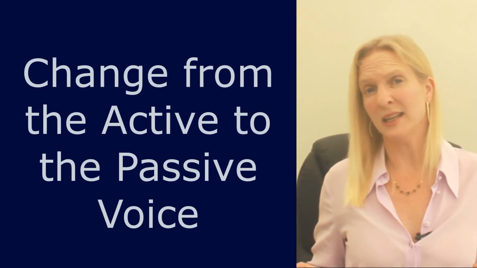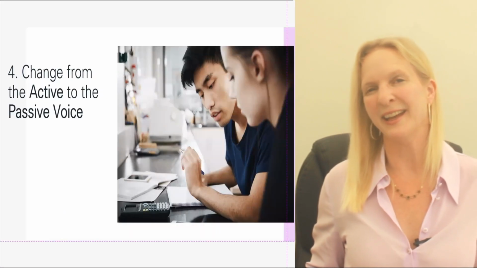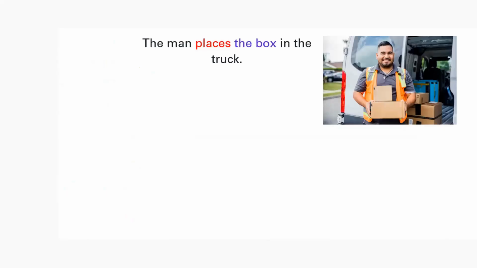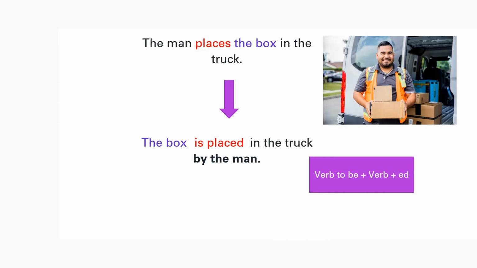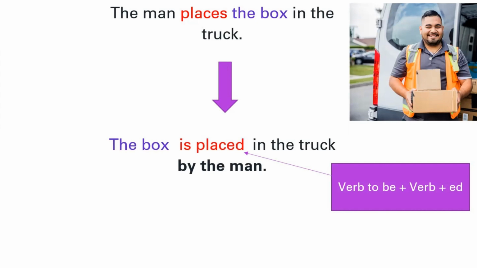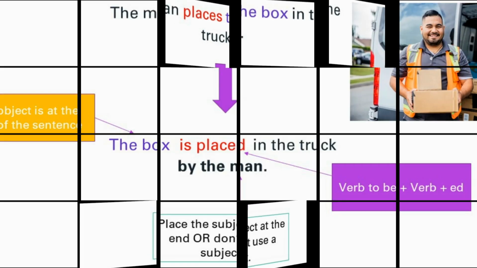So another great technique is to go from the active voice to the passive voice. This is a clever technique that writers use to get a better band score in IELTS writing. Example, the man places the box in the truck. Change it to the box is placed in the truck by the man. To make the passive form, you just use the verb to be, is or are, was or were in the past, plus the verb with ed. The object is placed at the start of the sentence, and you place the subject at the end, or indeed you don't use a subject at all.